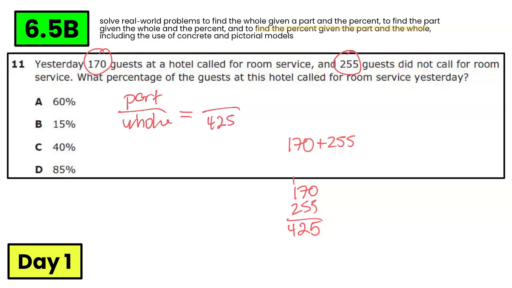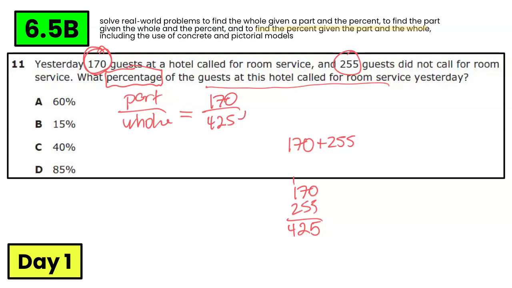The part that we are looking for is the number of guests at this hotel that did call for room service. And so looking back into the problem, that's going to be the 170. We need to get this fraction into a percent. And so this is now going back to the skills that we learned in the previous TEK that we covered, 4G, to convert my fraction into a percent. The best way to probably do this one, because the numbers are so big, is to actually divide this first to get a decimal and then convert that decimal into a percentage.